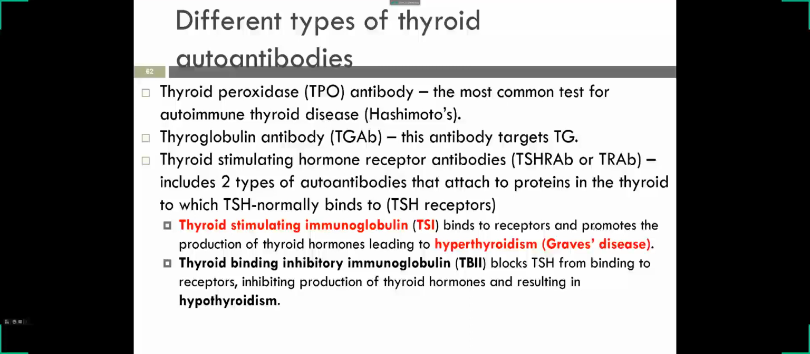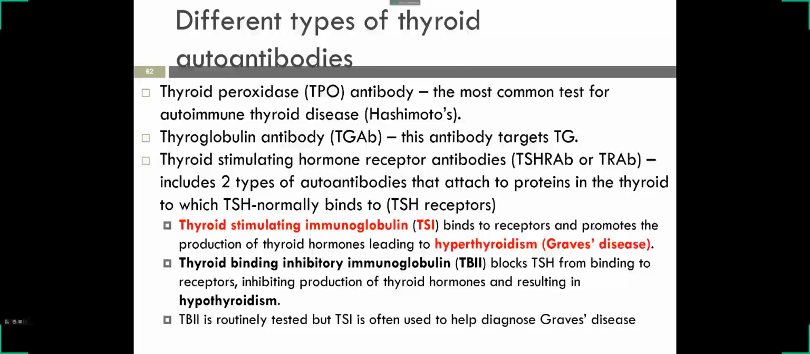And then in other cases, you can have an antibody that's inhibitory and blocks TSH binding. And so you would have hypothyroidism. So it inhibits production of thyroid hormones because TSH cannot bind to the receptor. The second one is routinely tested for, but the first one is often used only to diagnose Graves' disease.